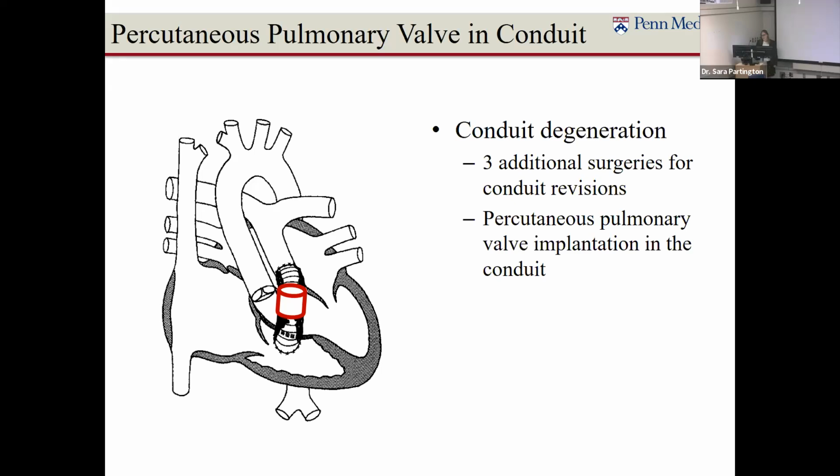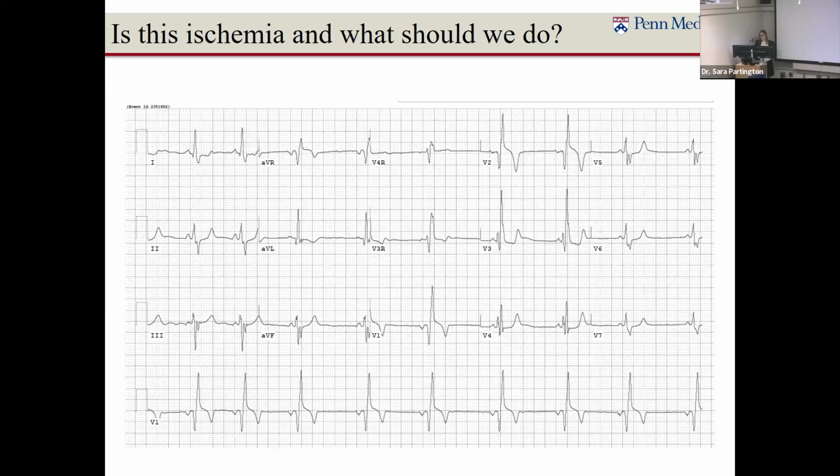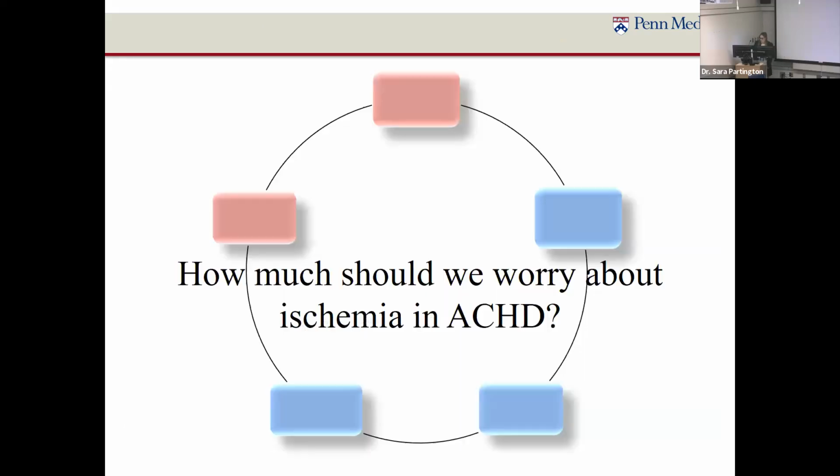And the procedure went well, but shortly after he developed retrosternal chest pain with exertion, very concerning for angina. This is his ECG. You can see he has sinus rhythm with a marked sinus arrhythmia, right bundle branch block with repolarization changes. And the question for us was, is this ischemia and what should we do? So I'll let everyone think about what they might do in this scenario. And we'll come back to the case later in the presentation.